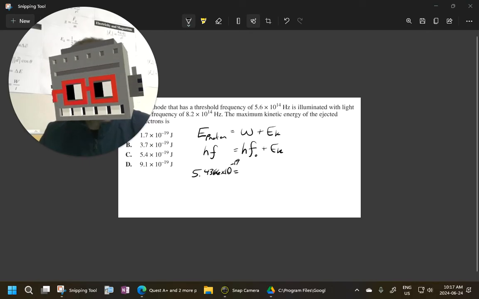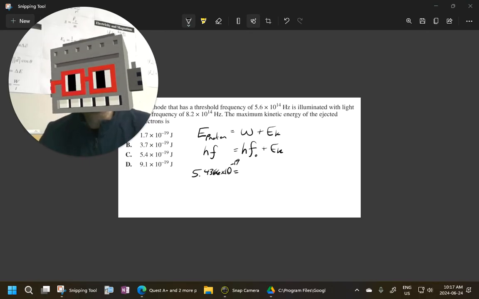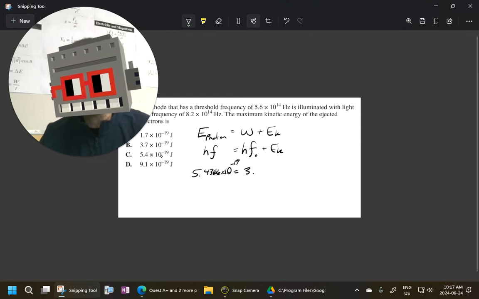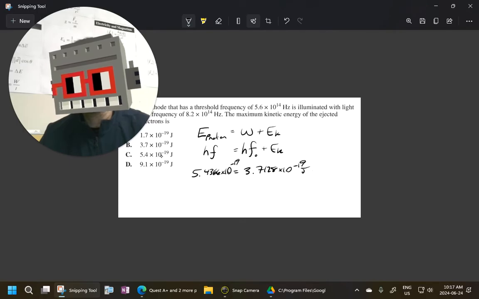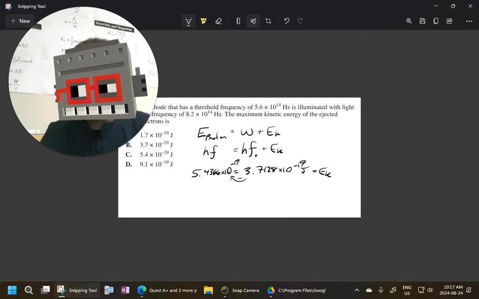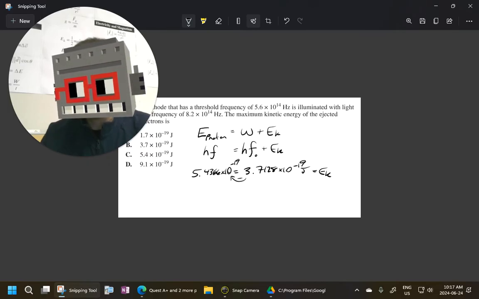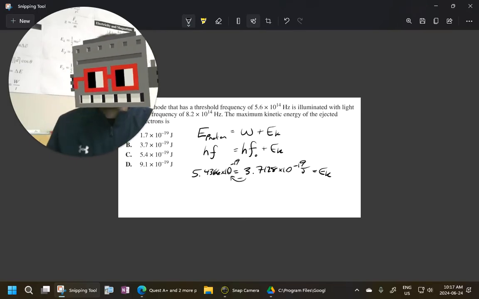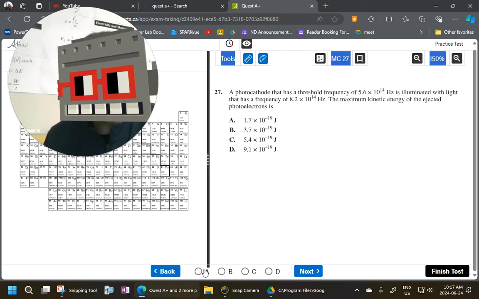And then 6.63 times the threshold frequency. So I only required 3.7 times 10 to the negative 19 joules. So I'm just going to subtract this over to the other side here: 5.4366 e to the negative 19 minus my answer. So I'm going to get A there. There we go. A. Done.